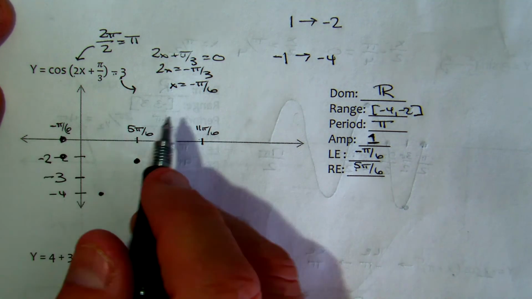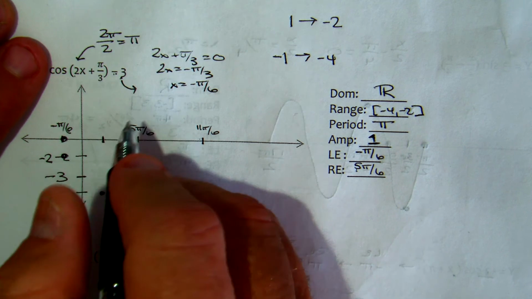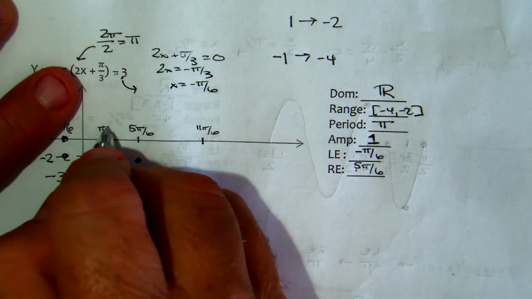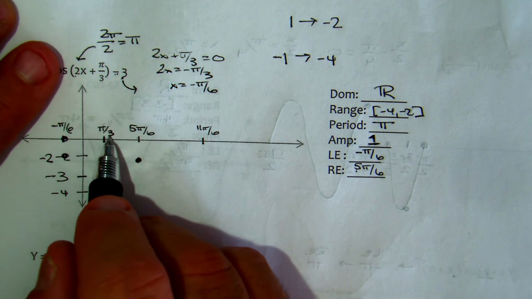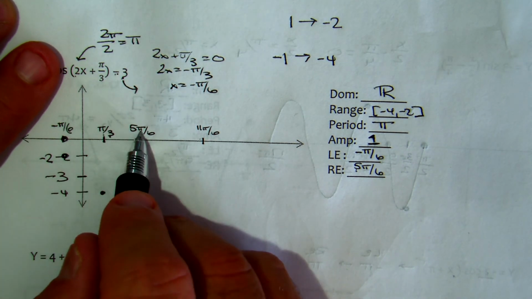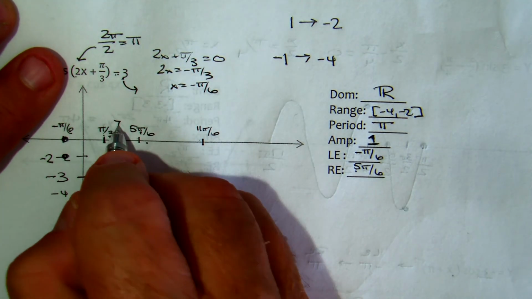Negative pi over 6 plus 5 pi over 6 is 4 pi over 6. Half of 4 is 2. So 2 pi over 6 gives me pi over 3 for my halfway point. Pi over 3 is 2 pi over 6. 2 plus 5 is 7. Unfortunately, that's odd, so we double the denominator. That gives us 7 pi over 12.